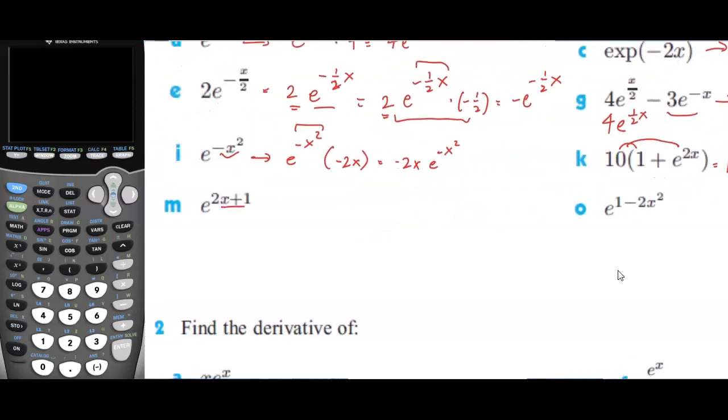Derivative of e to the 2x plus 1. First we just rewrite the whole function. Then we multiply times the derivative of the exponent, which would be 2. So it would be 2e to the 2x plus 1.